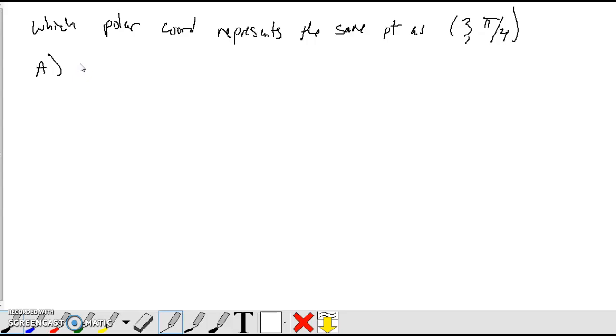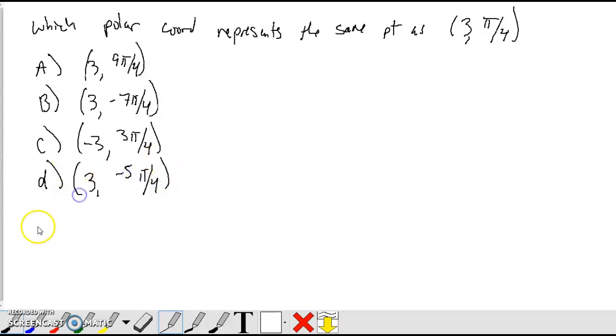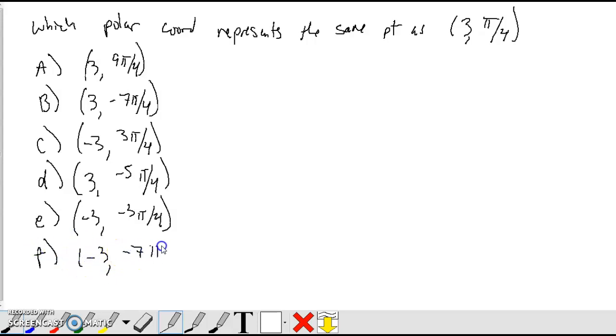A is 3 comma 9 pi over 4. B is 3 comma 7 pi over 4. C is negative 3 pi over 4. D, 3, negative 4 pi, or 5 pi over 4, I should say. Negative 3 and negative 3 pi over 4. And F, negative 3, negative 7 pi over 4. So go ahead and pause the video.